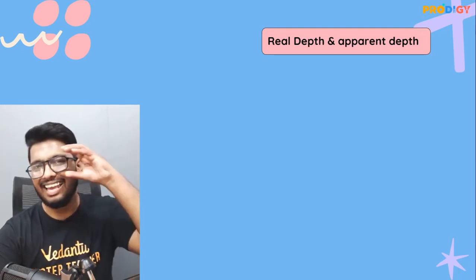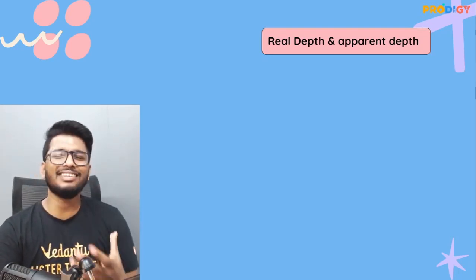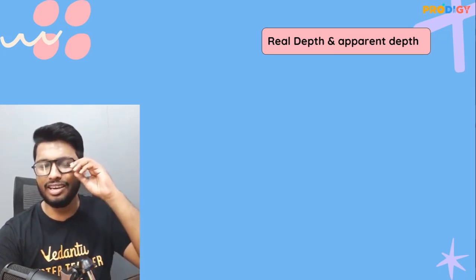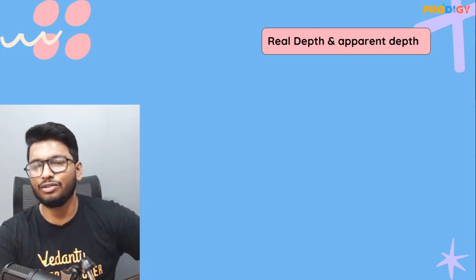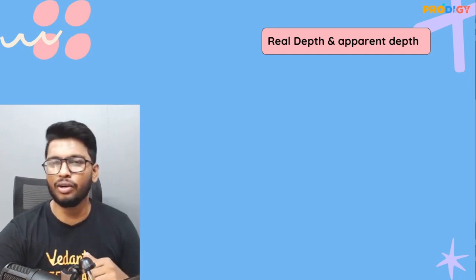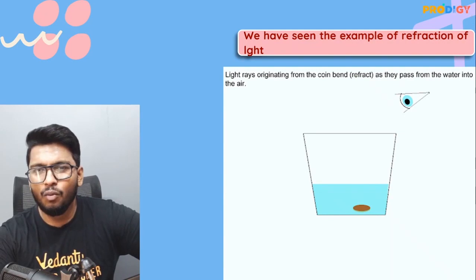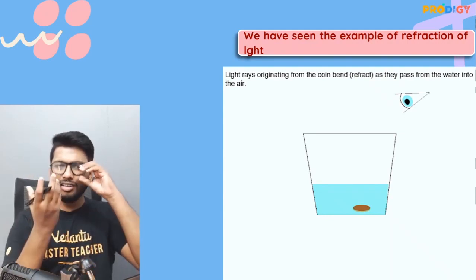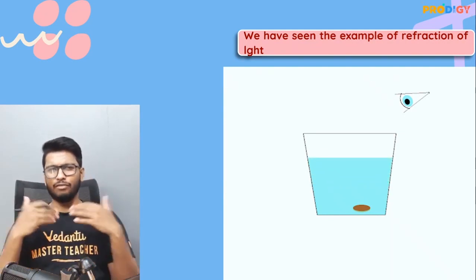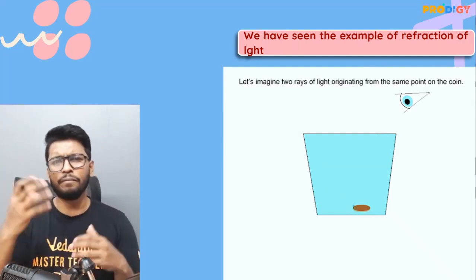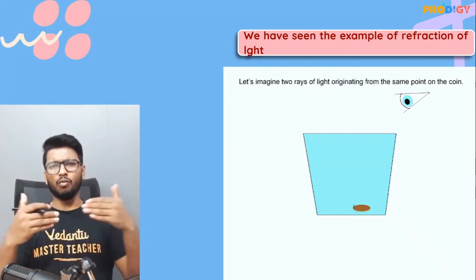What exactly is this? What do you mean by real depth and apparent depth? I don't know if you remember this, but you'd probably have watched some videos of this little experiment. They put a coin inside a cup, and the person starts to walk backwards. If you have time, please do check that out. It's a simple coin in a bowl, and they just start walking backwards.